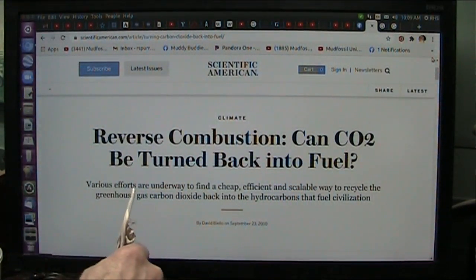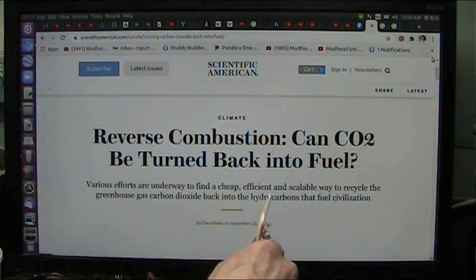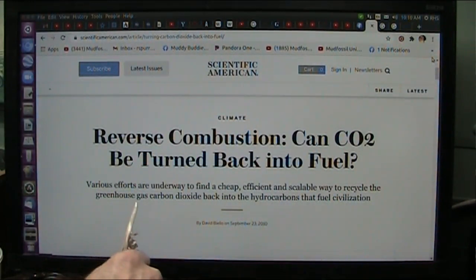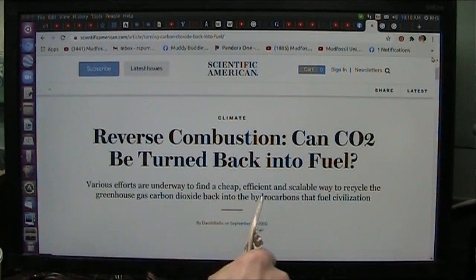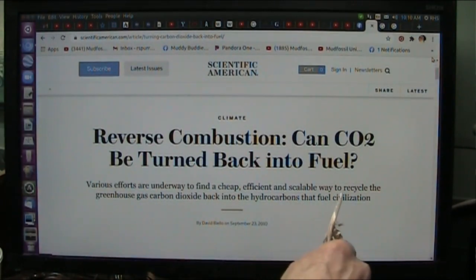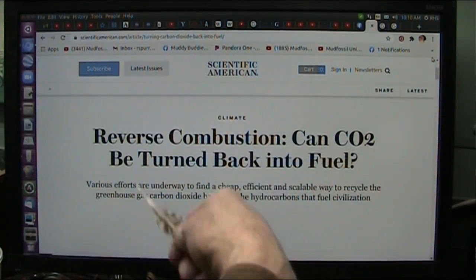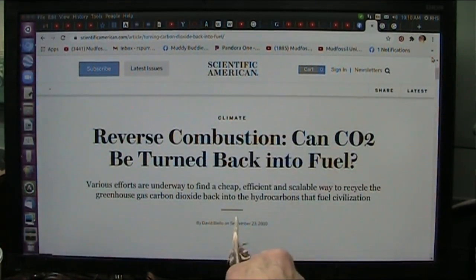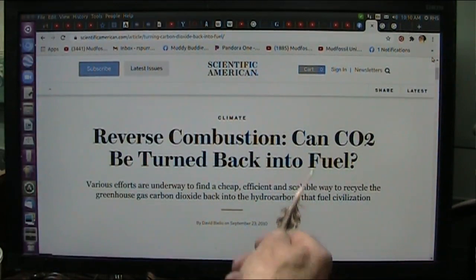All right, various efforts are underway to find a cheap, efficient, and scalable way to recycle greenhouse gas, carbon dioxide, back into hydrocarbons that fuel the same process again. So you can continue to use it over and over, and you don't have to replace it. How would you do that?